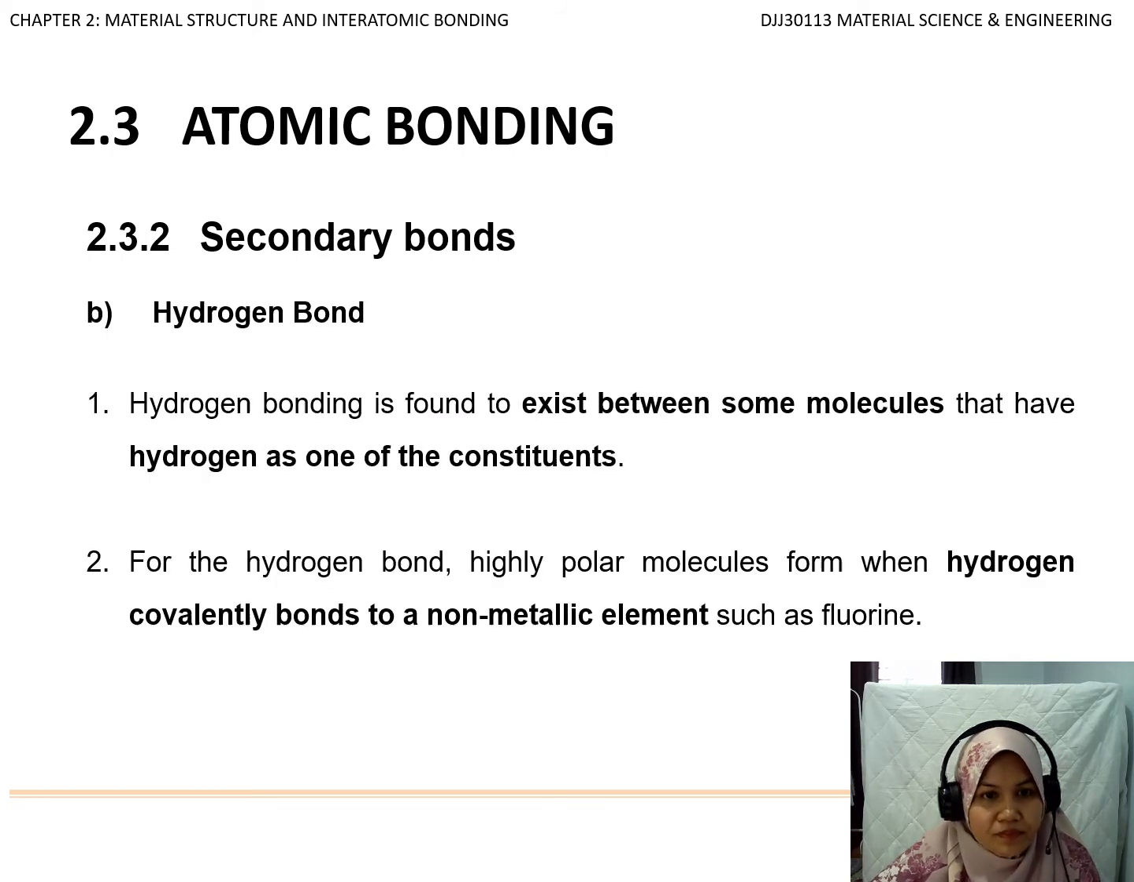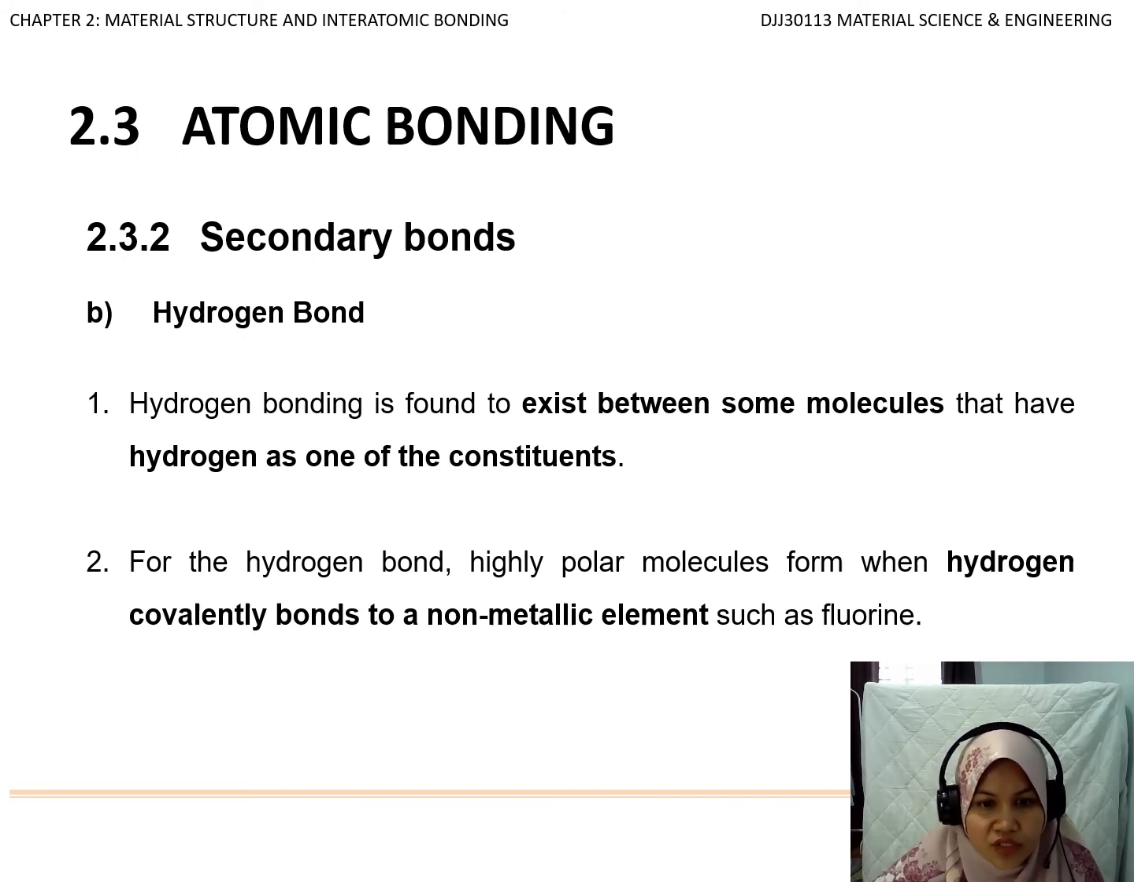Okay, next, hydrogen bonds. Hydrogen bonding is found to exist between some molecules that have hydrogen as one of the constituents. Okay, how do we know it is a hydrogen bond? One of the molecules must consist of hydrogen itself.